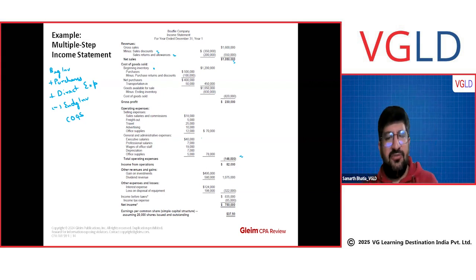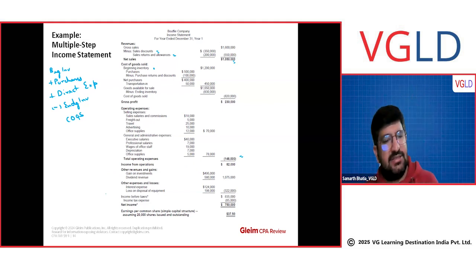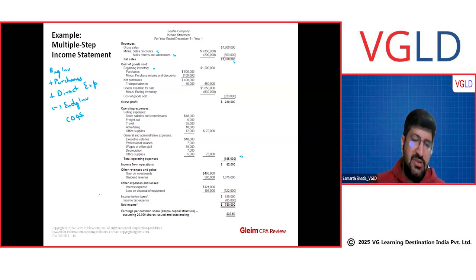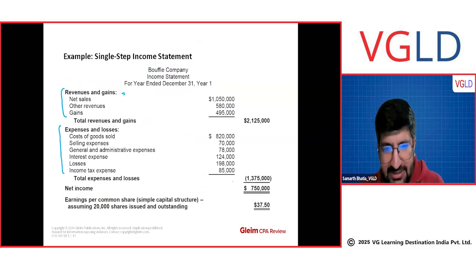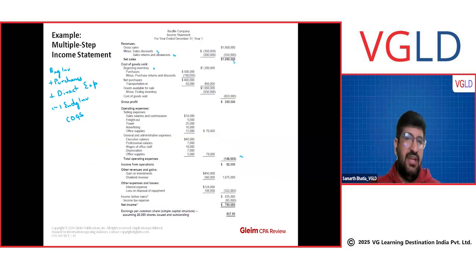And when we deduct the total operating expenses from gross profit, we have an income from operations. To the income from operations, I add the other revenue and gains and deduct the other expenses and losses, and we get the income before taxes. Out of this, I deduct the income tax expense and get the net income. So net income is exactly the same as what we calculated in the single step, but here we are calculating using multiple steps and finally reaching the answer, whereas in the single step we calculate in one go. So this is not the right way, the single step.